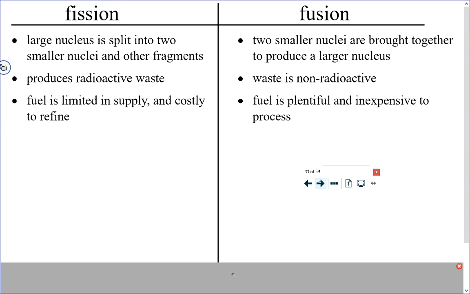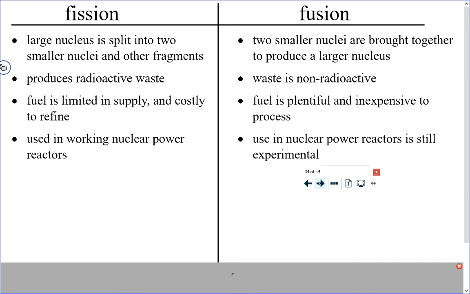For fusion, all you need is hydrogen-2 and hydrogen-3, and you can extract hydrogen-2 and hydrogen-3 from seawater. And it's very cheap to do, and there is tons of water, lots of water out there. So the fuel for fusion is very plentiful, and it's very cheap to produce. As I've said, we already use the process of nuclear fission in electrical power plants. We do not use fusion for power plants because it's still experimental.